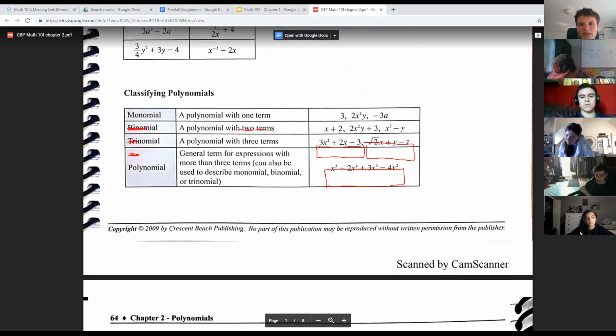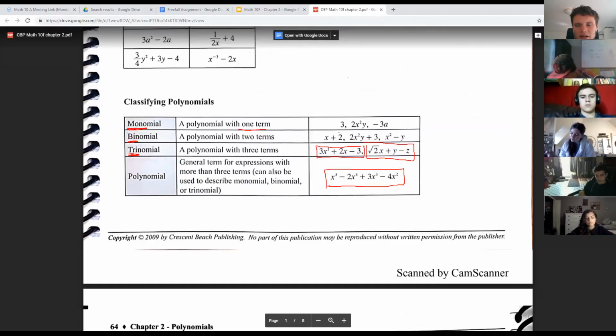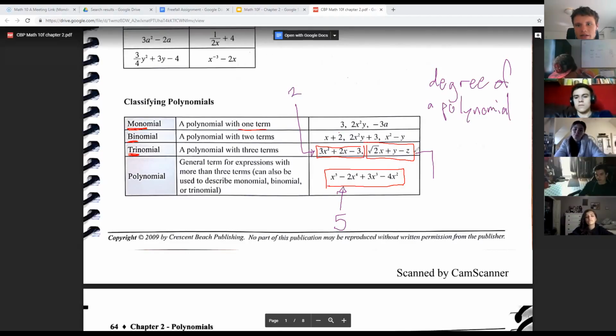Let's look at a couple of these here. There's this concept of the degree of a polynomial. This one here has degree 5, okay? This one here is degree 2. This one here is degree 1. Maybe we'll just stick with those.